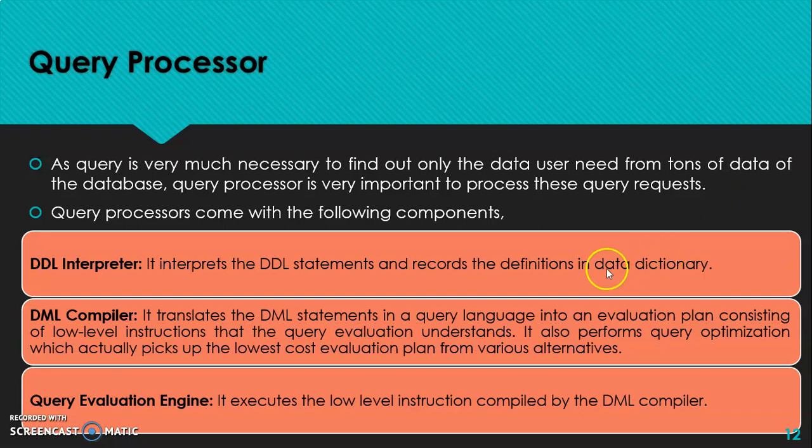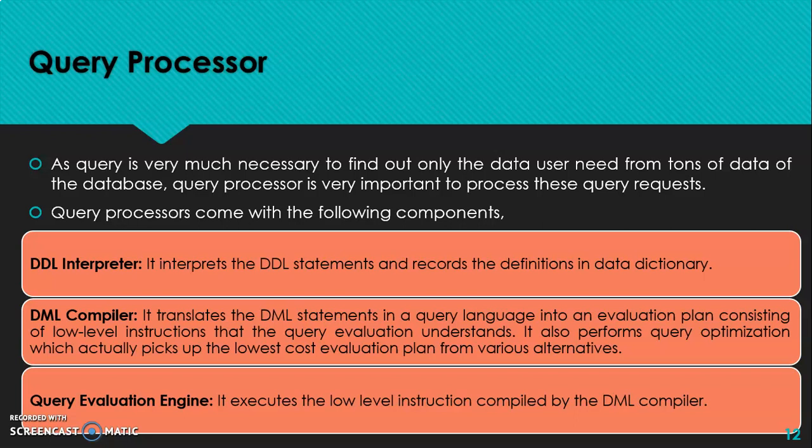Then we have a DML compiler. Now it translates the DML statement in a query language into an evaluation plan consisting of low level of instruction that the query evaluation understands. It performs a query optimization which actually picks up the lowest cost evaluation plan from the various alternatives. Now DML compiler, what exactly it does?